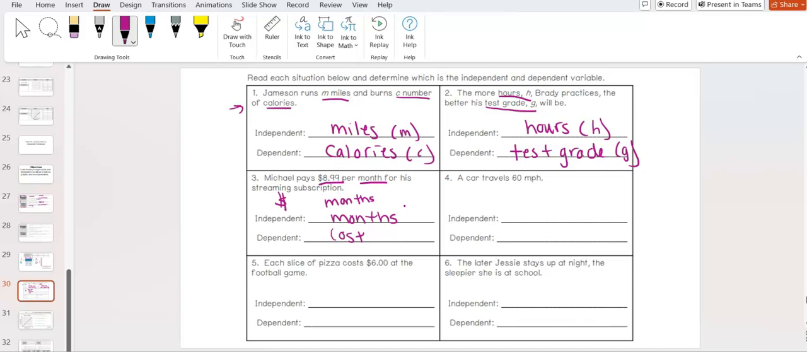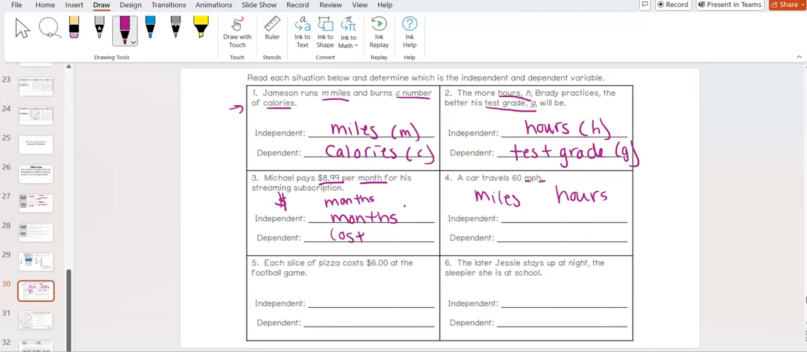Okay, number 4 is really short. A car travels 60 miles per hour. We're dealing with speed, and in speed, we've got 2 variables, miles and hours. Okay, so our 2 variables are miles, how many miles we've gone, and how many hours we've gone.